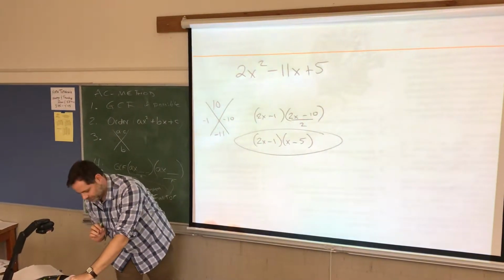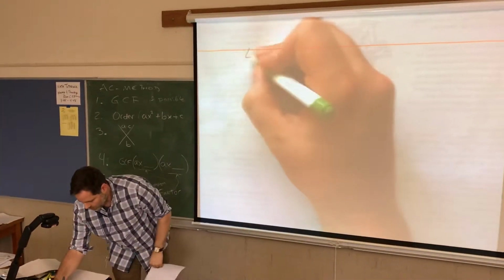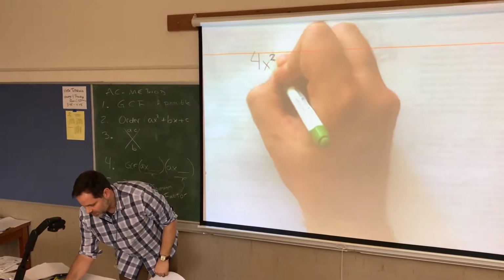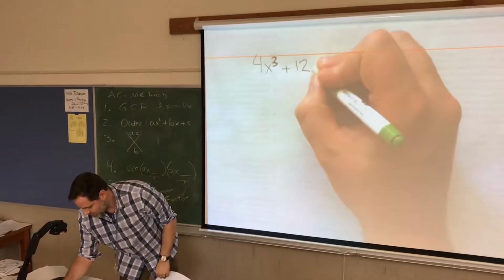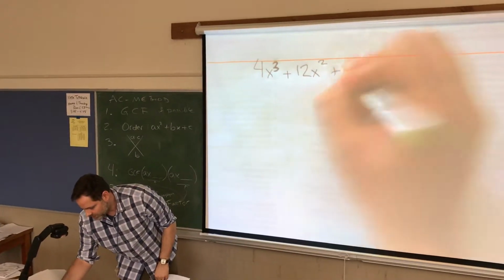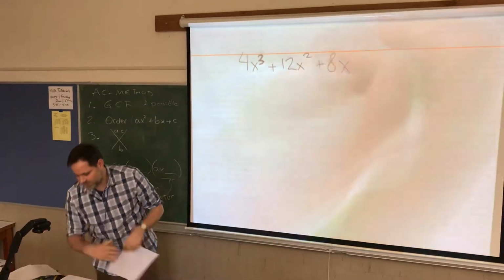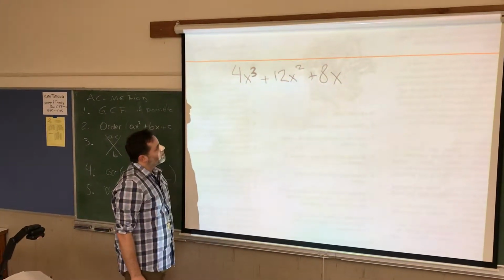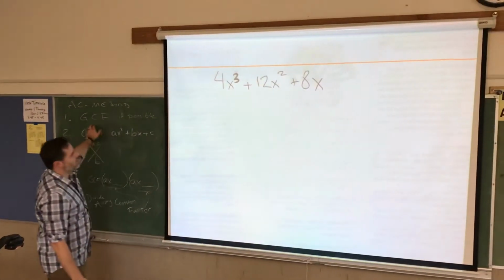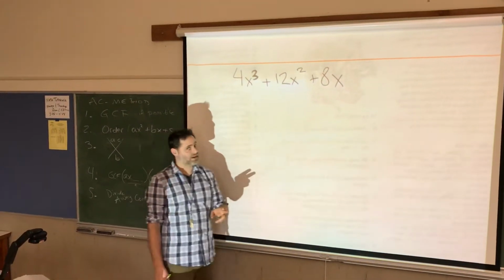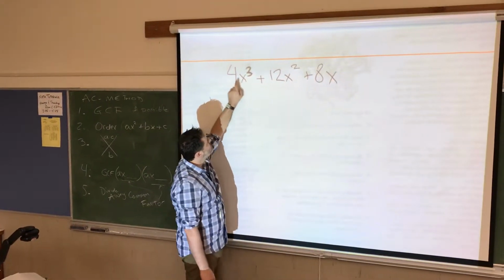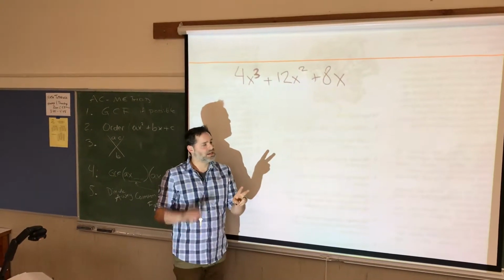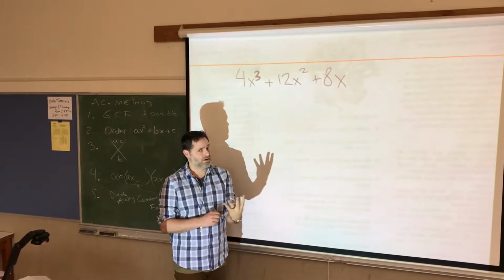Our last one. 4x squared, plus, actually I'm going to make it 4x to the cube, plus 12x squared plus 8x. First step, do they have a common factor? You got a couple. 4, 12, and 8. They could all be divided by 2. But even better, they can all be divided by 4.